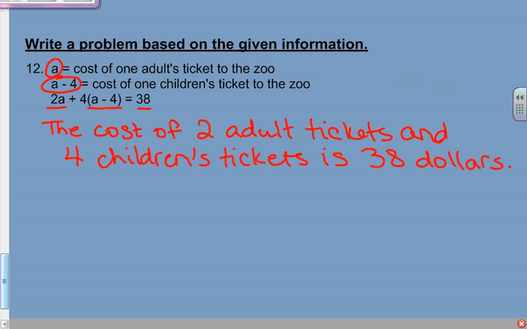Now, of course, I probably need to say the cost of admission to the zoo for 2 adult tickets and 4 children's tickets is $38. You're going to have a couple of these on your assignment, so I want to make sure you just get an example of how to put words to an equation that you're looking at. That's the end.